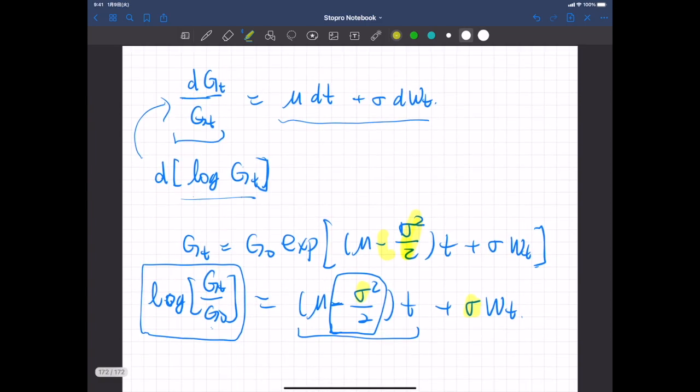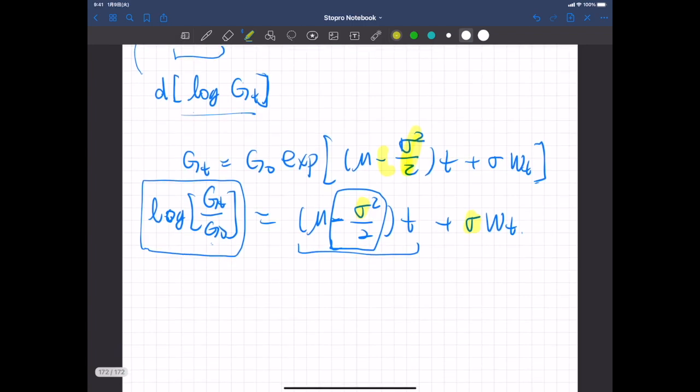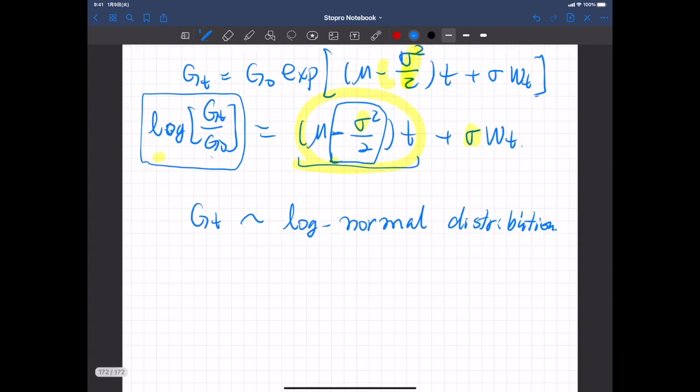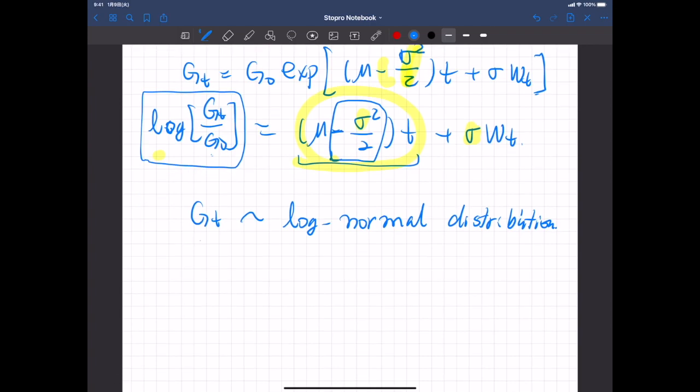Anyway, log of gt follows a normal distribution with mean this and variance sigma squared t. So this means that gt itself follows the log normal distribution. So gt follows a log normal distribution. That means log of g follows a normal distribution.